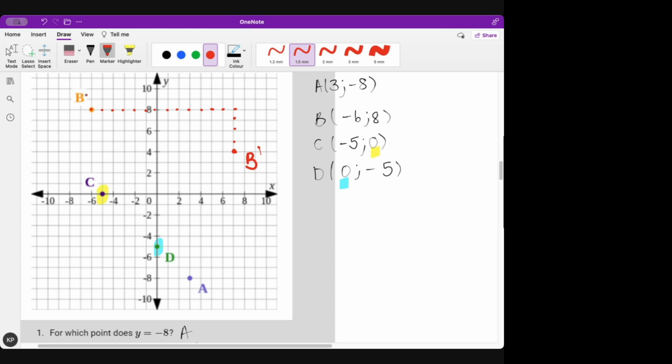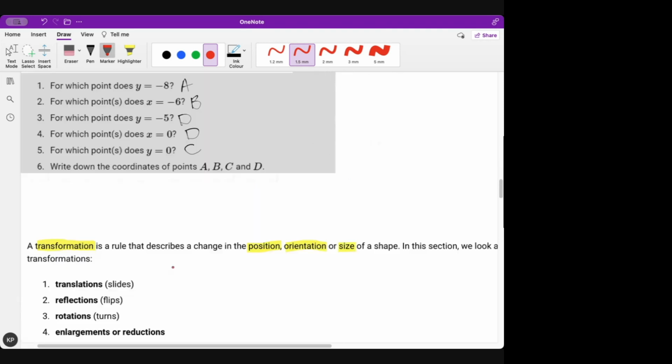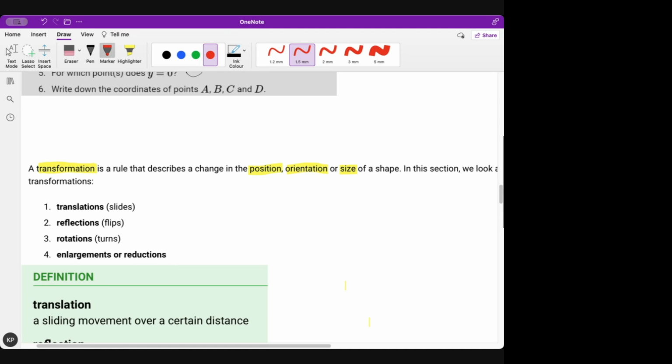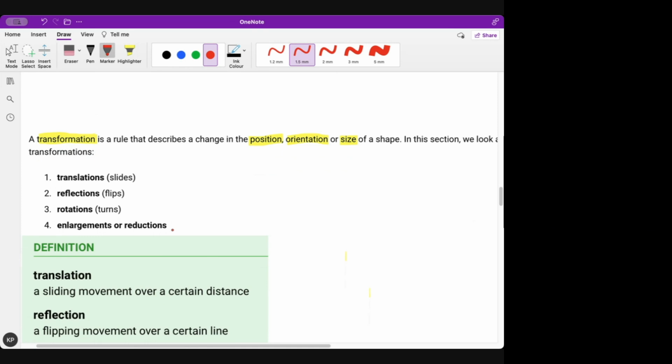I've just taken a point and I've moved it anywhere along my 4 quadrants. Are we with me? So that's a translation. So this does not mean you only move it horizontally or you only move it vertically. You can move it both. Okay, just remember that. Secondly, we have a reflection, which is a flip.